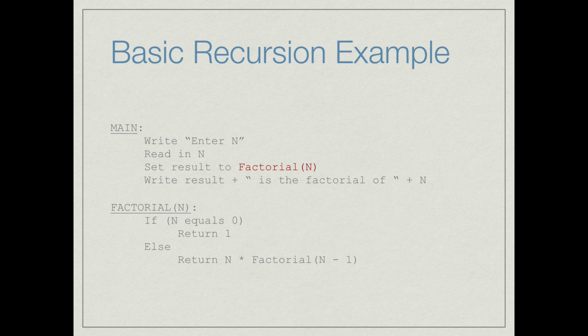So if you've ever seen a factorial calculation in math class, it's typically written as some number and then the exclamation point. So the factorial for, let's say, 5, so that would be 5 exclamation point, is every value from 1 to that number multiplied. So the factorial of 5 would be 1 times 2 times 3 times 4 times 5, or 120.